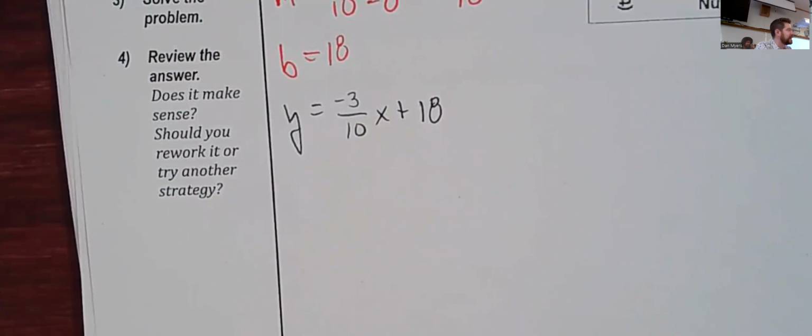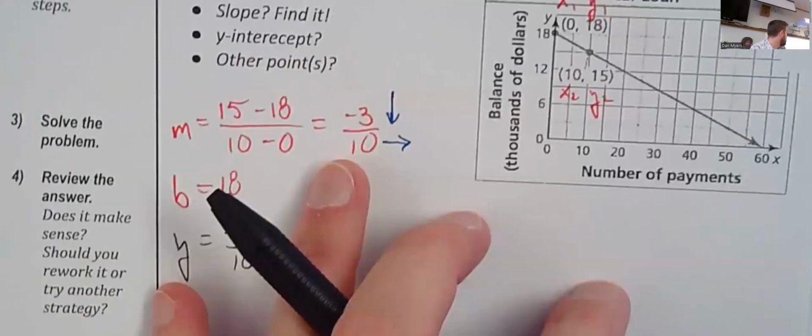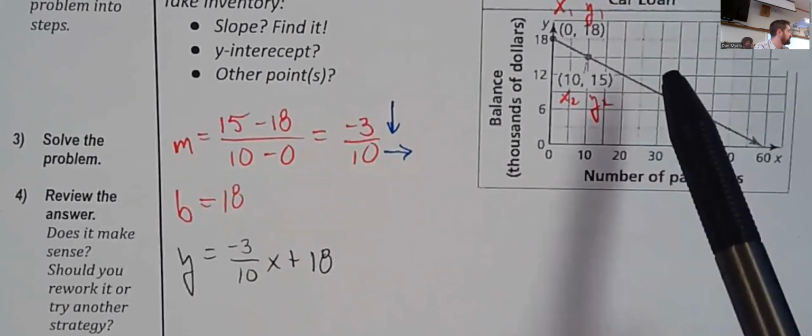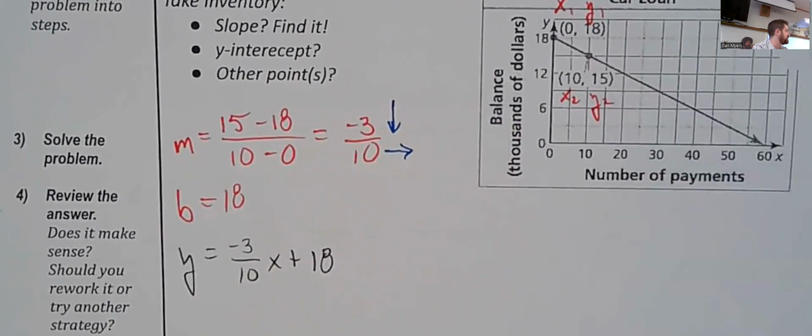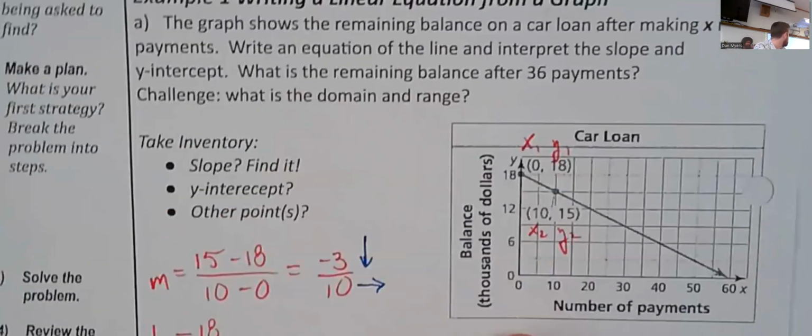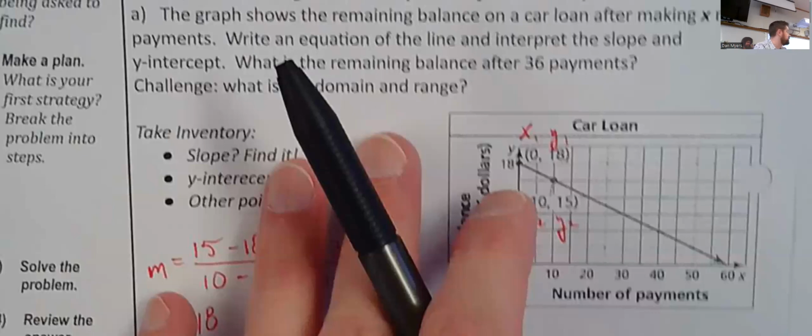What do those things mean in this problem? Take a look at the graph real quick. What does our y-intercept mean? In terms of the scenario, though, we're talking about a car loan, how much money is owed, and how many payments have been made.